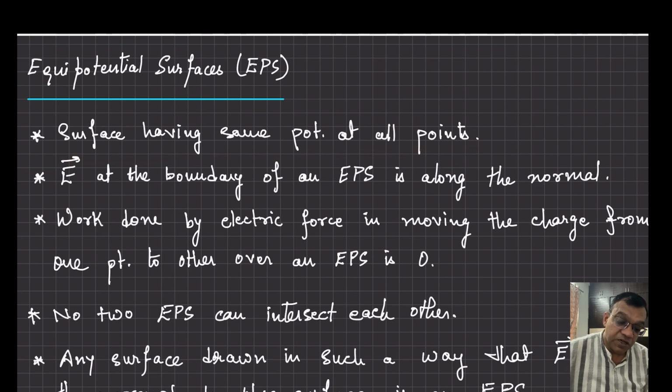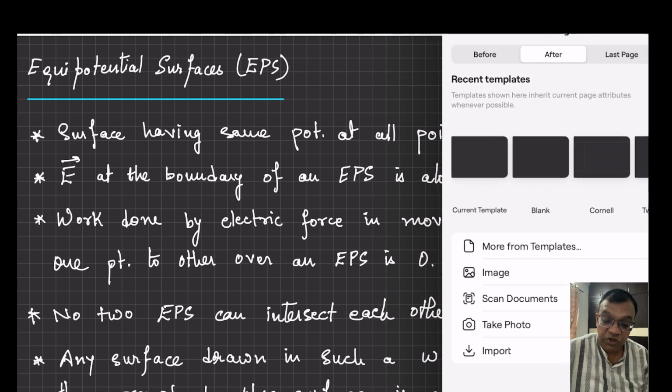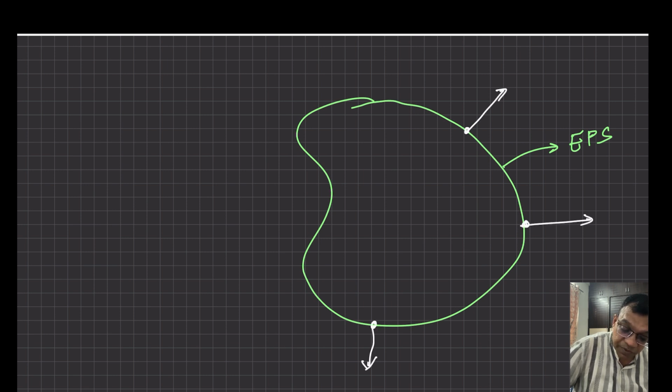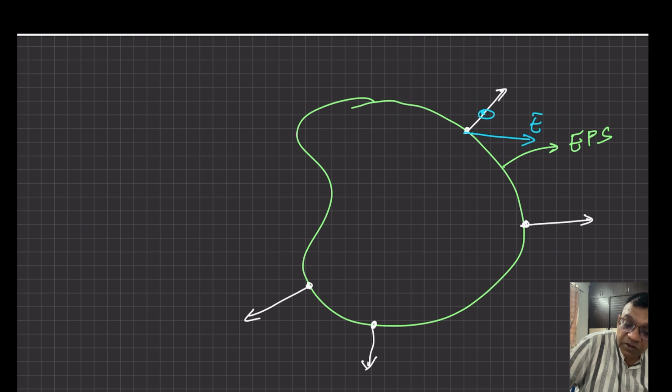Electric field intensity at the boundary of the equipotential surface is along the normal. Let's try to understand this point. If this is an equipotential surface, then the electric field at any point on its surface must be along the normal, in this direction. Electric field cannot be in this direction. This is the normal and this is not normal. So they are saying the electric field in this direction is not possible.